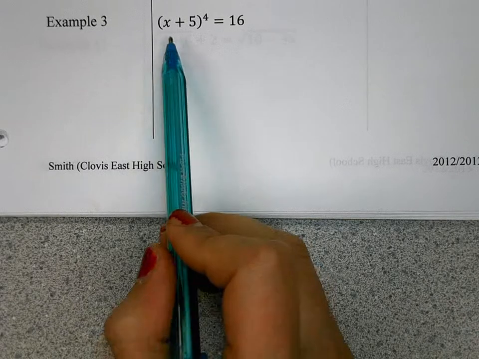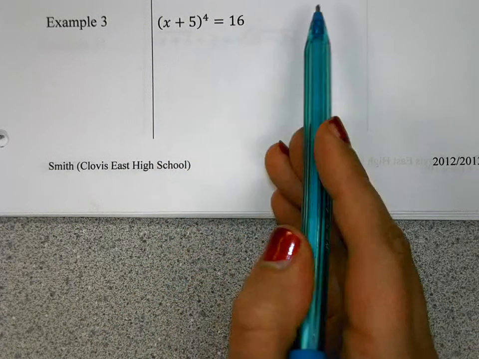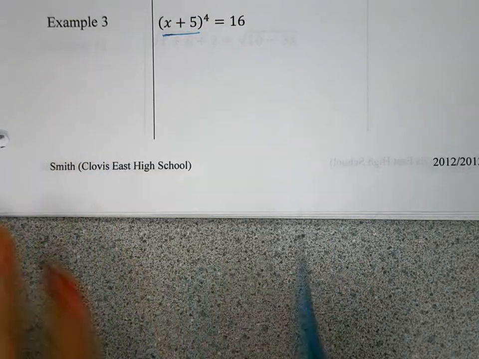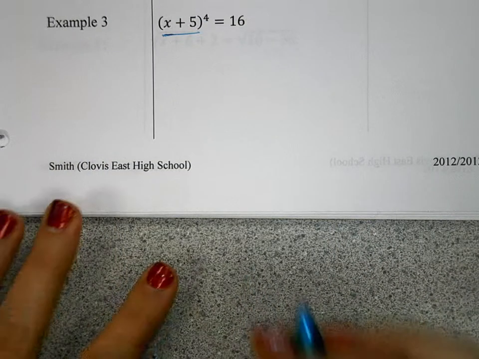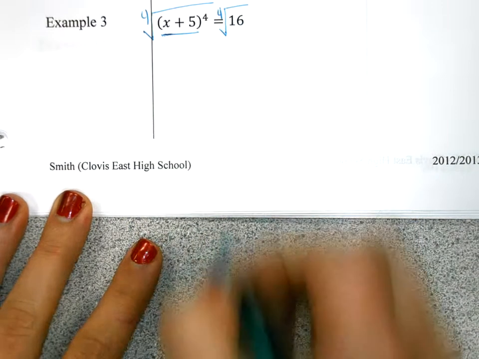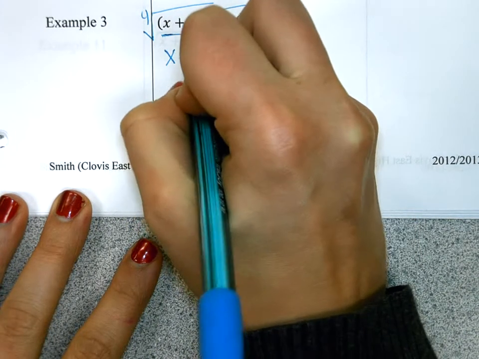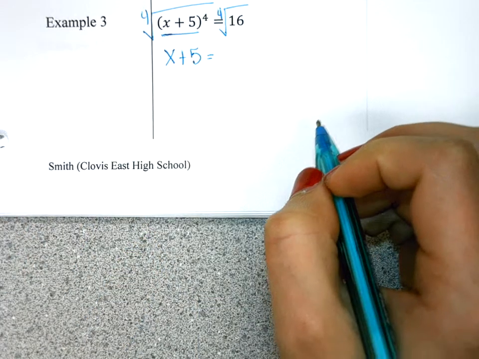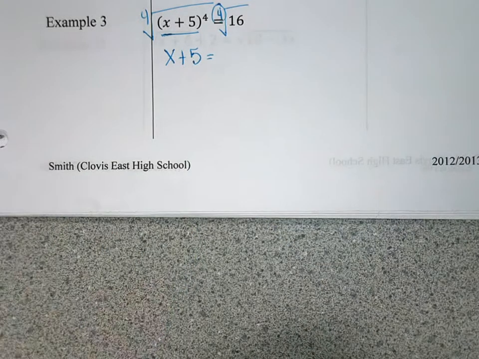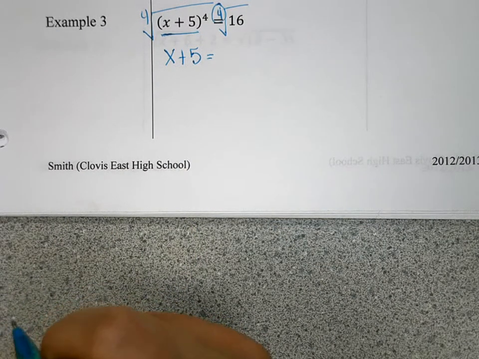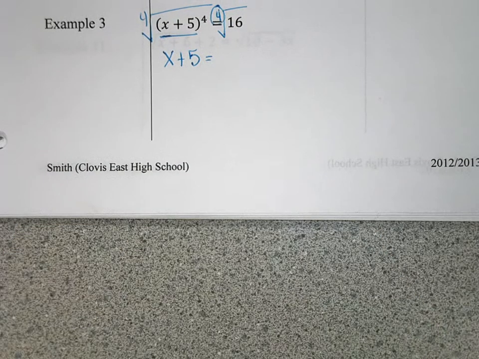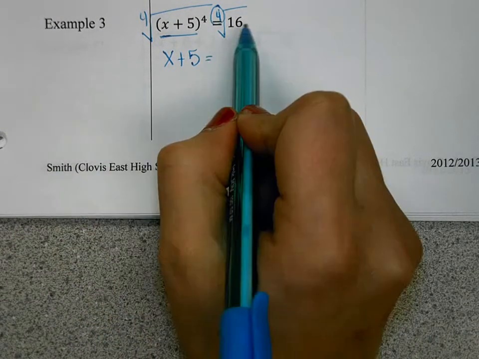Example 3, we have x plus 5 to the 4th power equals 16. My exponent term is already by itself, so I'm going to take the 4th root of both sides. So that gives me x plus 5 equals the 4th root of 16. Now because my index is even this time, we do have to worry about plus or minus, because if I multiply a negative number 4 times, that could still give me a positive number on the inside.